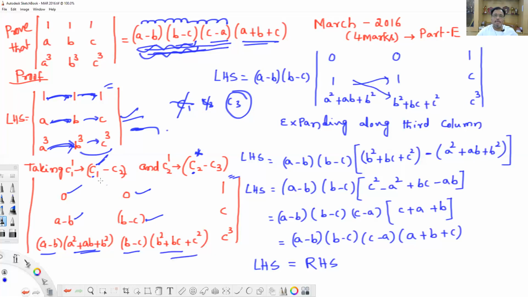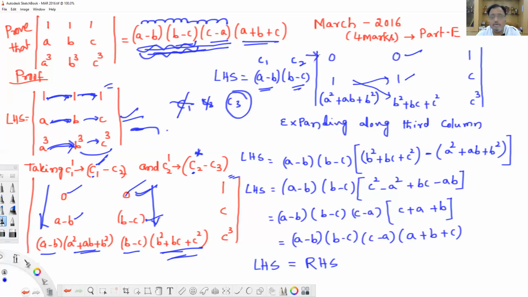My dear students, in the first column A minus B is a common factor, and in the second column B minus C is a common factor. First, I take A minus B common from the first column: from C1, 0 stays 0, A minus B leaves 1, and what is left is A square plus AB plus B square. In the second column I take B minus C common: 0 stays 0, B minus C leaves 1, and what is left is B square plus BC plus C square. The third column remains the same. No need for any further operations.